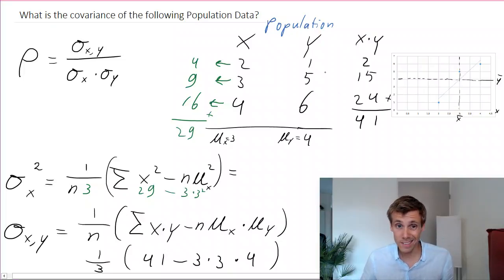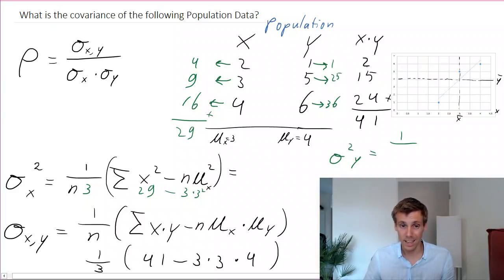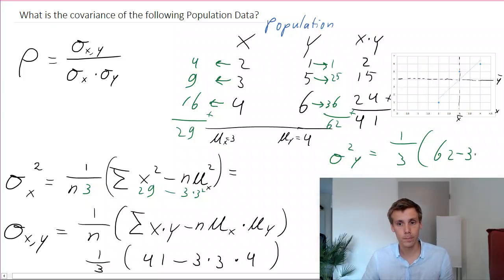You have to do exactly the same with y. So 1 squared becomes 1, 5 squared becomes 25 and 6 squared becomes 36. So the variance of y will be 1 divided by, again, n, which is 3, times the sum of these 3 numbers, which is 62, minus n, which will be 3 again, times the average squared, and the average will be 4.